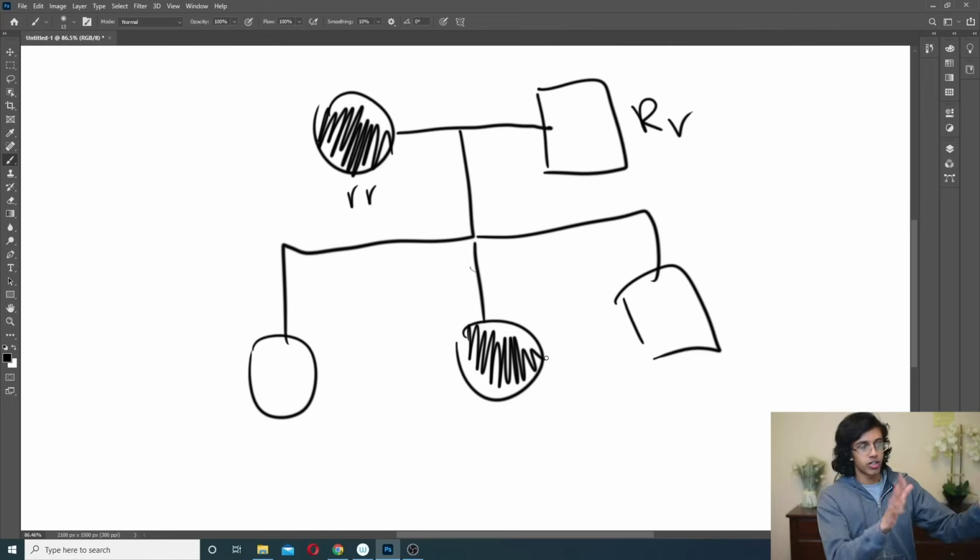Okay. So this is called a pedigree. Just know the symbols, right? Basically, if you have a circle, it's a woman. If it's a square, it's a man. And if you have a line connecting them, they're related.